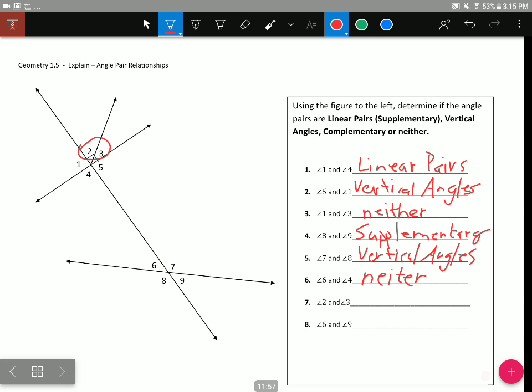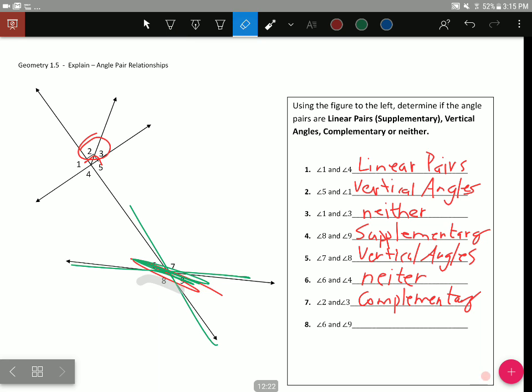All right, 2 and 3. These 2 up here. Good. They add up to that little 90-degree box they give you, so that's complementary. And last but not least, 6 and 9. These ones. They're vertical angles. There's 2 lines like this, and they're across from each other, so they're vertical. Cool. Any questions, comments, complaints?